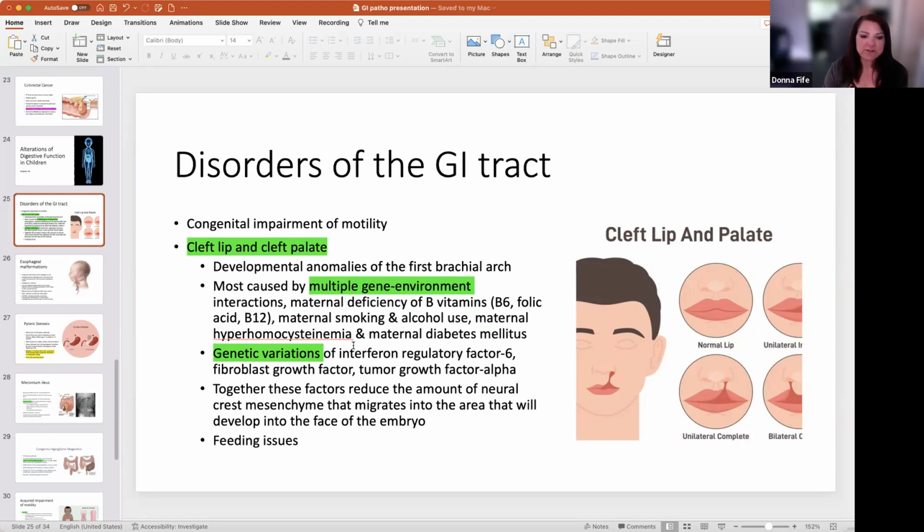Genetic variations of interferon regulatory factor 6, fibroblast growth factor, and transforming growth factor alpha are all different issues with genetic variations. Together, these factors reduce the amount of neural crest mesenchyme that migrates into the area that will develop into the face in the embryo. And this can lead to feeding issues. The infant can have feeding issues with these disorders.